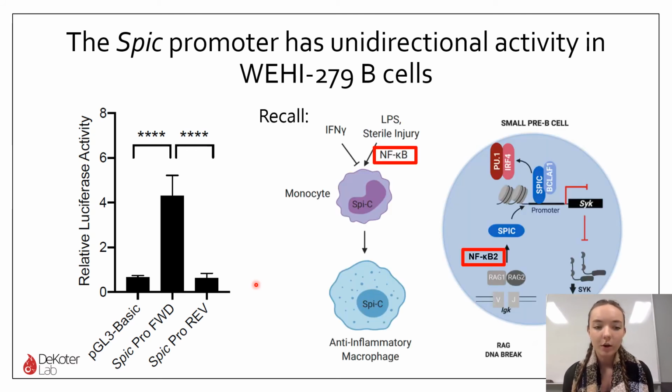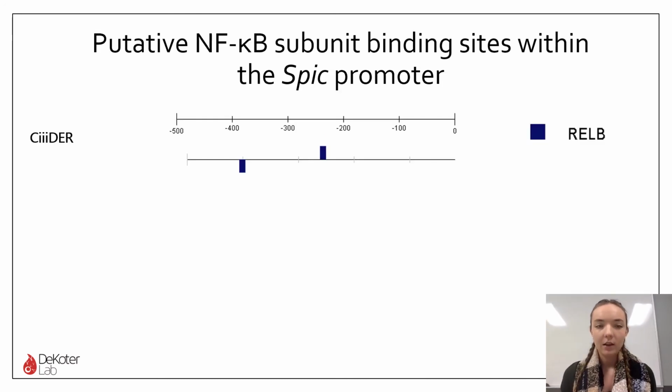So from there, we were wondering what factor might be mediating some of this activity. And one of the things that we took note of is that we know that NF-kB, both the canonical and the non-canonical pathway, are able to highly activate Spi-C in the myeloid and the lymphoid lineage. So we thought that this was a possible candidate for the factor that might be initiating transcription through the Spi-C promoter. So we went on to use 2 types of software to look at any predicted NF-kB subunit binding sites within our cloned region of the promoter.